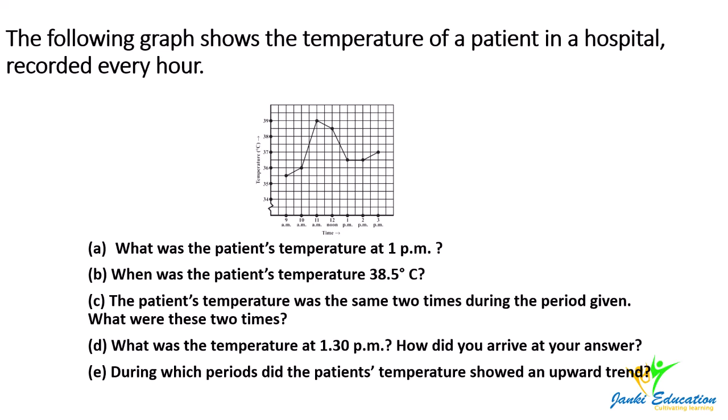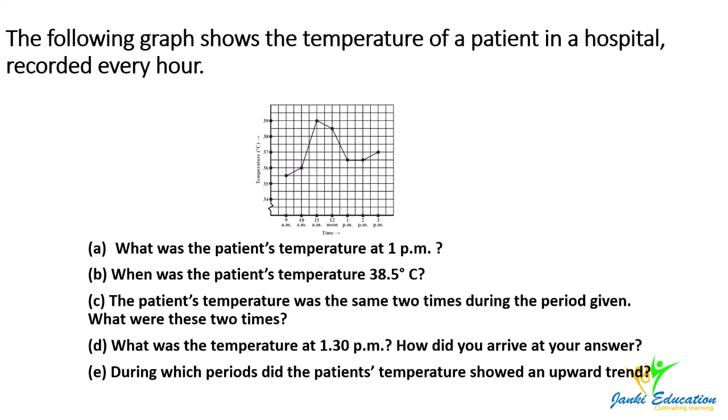A. What was the patient's temperature at 1 p.m.? B. When was the patient's temperature 38.5 degrees Celsius? C. The patient's temperature was the same 2 times during the period given. What were these 2 times? D. What was the temperature at 1:30 p.m.? How did you arrive at your answer? And last, E. During which periods did the patient's temperature show an upward trend?